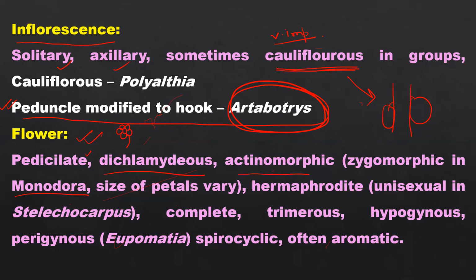It is complete, trimerous, hypogynous, bisexual. Remember, bisexual means hermaphrodite. Unisexual in this plant, Stelechocarpus. All right. They are generally hypogynous, perigynous in Eupomatia. Spirocyclic and often aromatic. Okay.